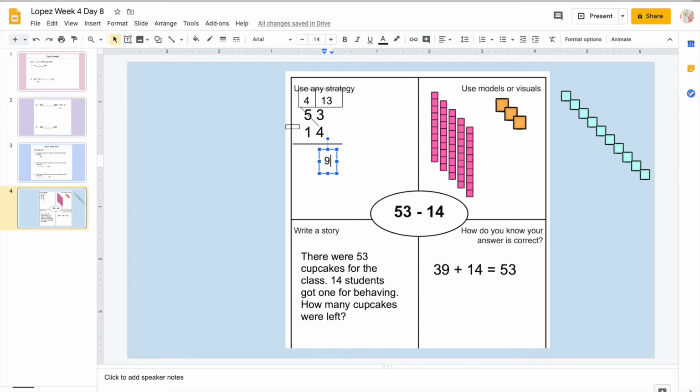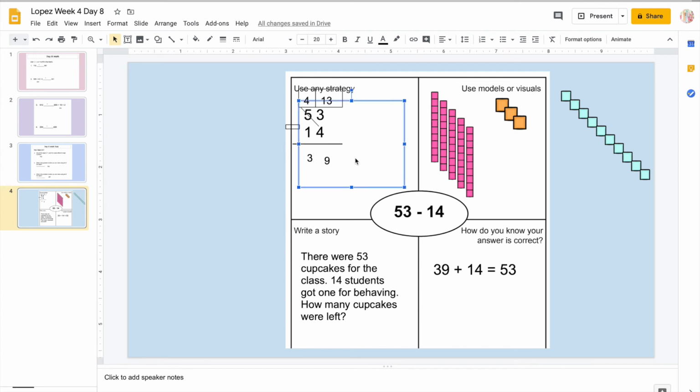Now we can go next door to the tens column and subtract. We have a 4 and we need to take away 1. If you have 4 of something and you take 1 of them away, you have 3. So we know that 53 minus 14 is 39.